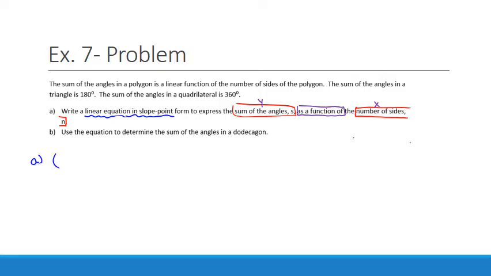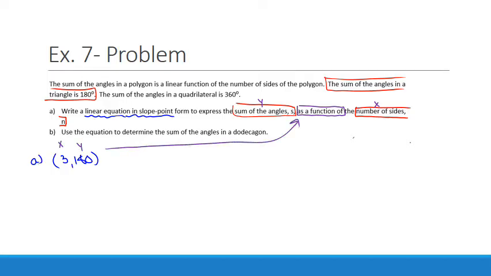So it says number of sides. So if I look, it says the sum of the angles in a triangle is 180. Well, triangle, I know how many sides that has, 3. And the sum of the angles is 180. So this is my x and this is my y, and I got that from over here.